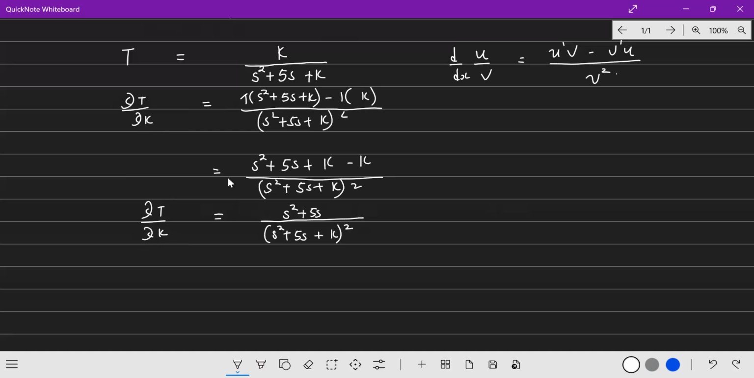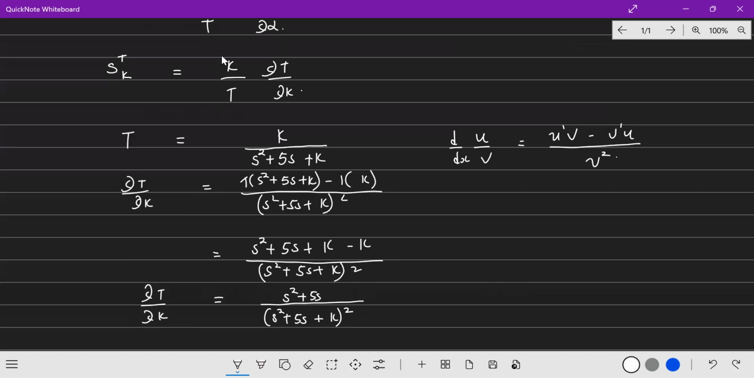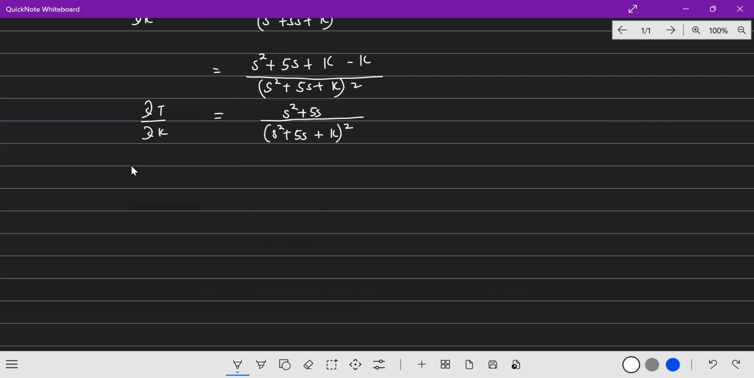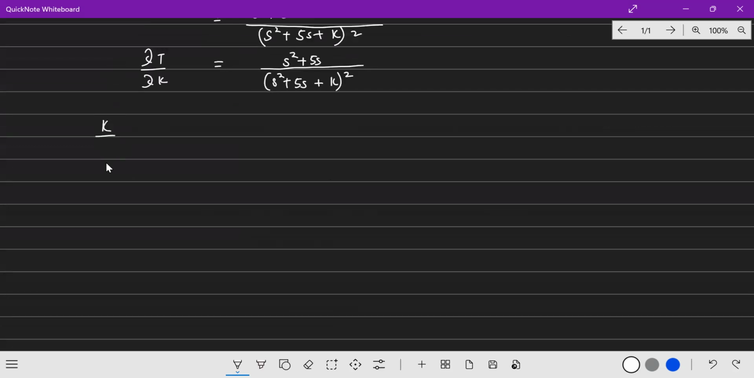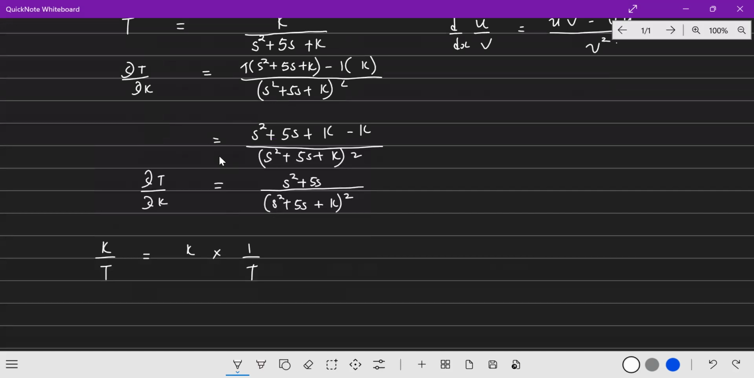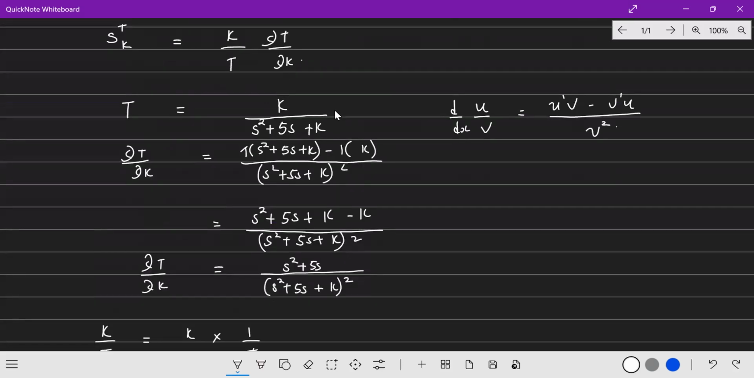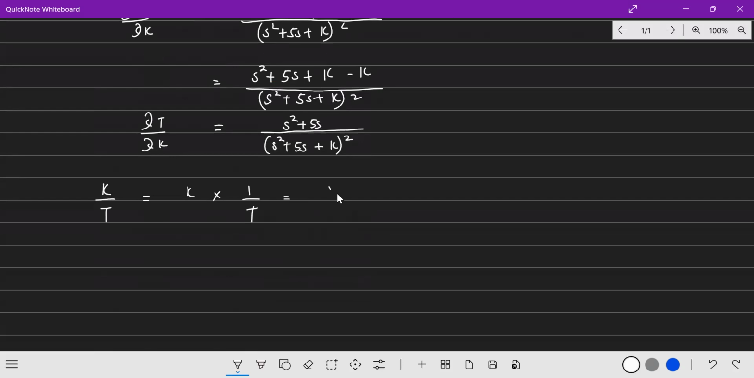So now let us substitute this. Remember this is the formula we're trying to use for sensitivity: K over T. We need this constant, K over T. How can I write K over T? I just want to simplify this. It's the same as K times 1 over T, meaning the inverse of T. The inverse of T is found by flipping it: the denominator of T becomes the numerator, and the numerator becomes the denominator. So K times 1 over T is simply like flipping this.